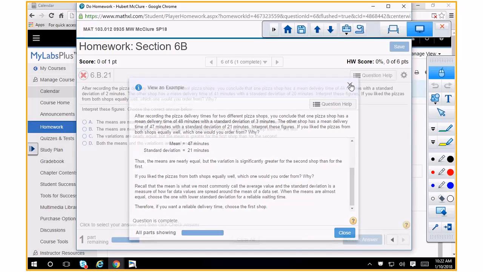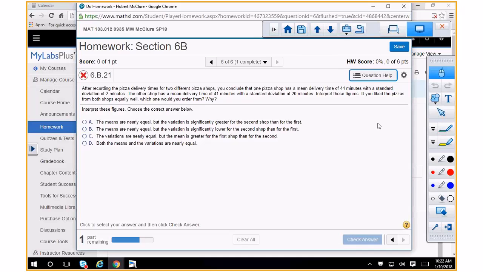Okay, different learning style. Third learning style, textbook. It's for the readers in the classroom.